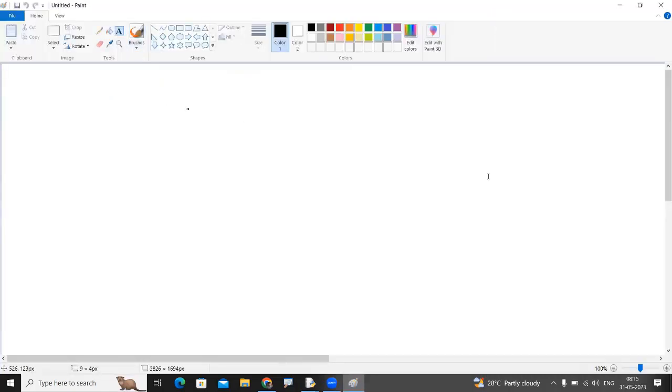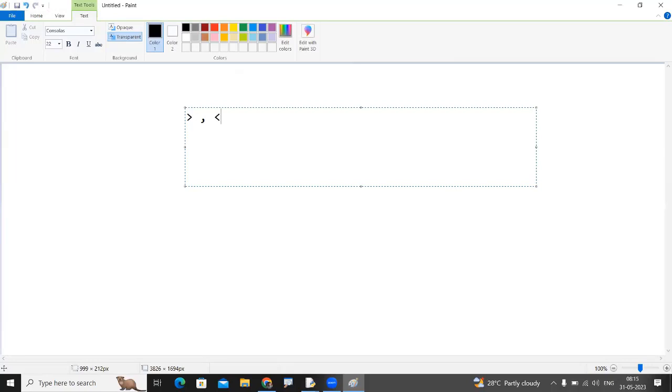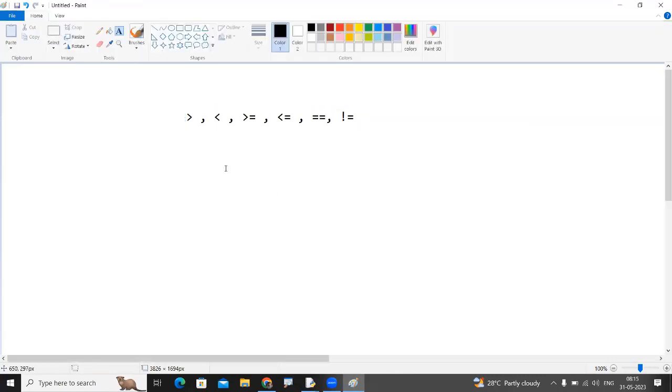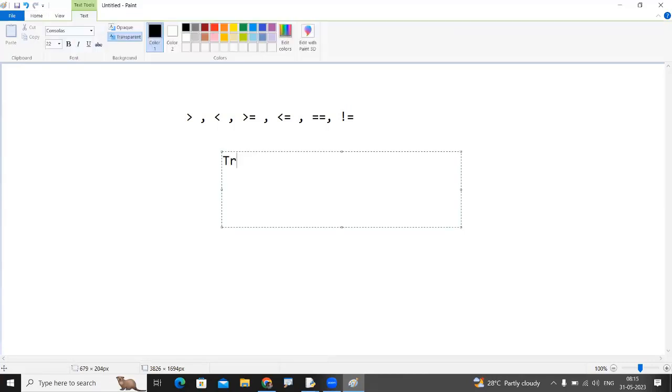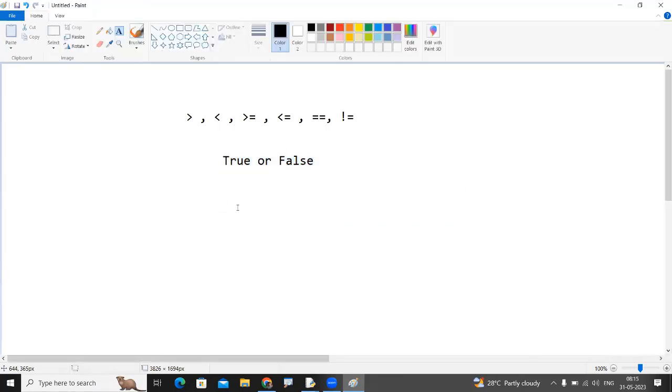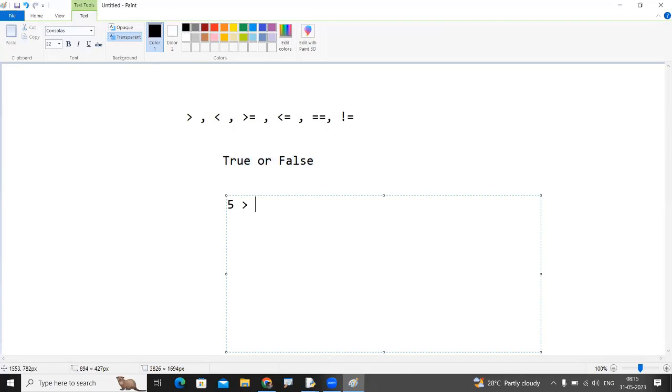We have a total of 6 relational operators: less than, greater than, greater than or equal to, less than or equal to, equal to, and not equal to. Total 6. These operators return true or false. For example, 5 is greater than 3? Yes, it is true. 5 is equal to 3? No, it is false.